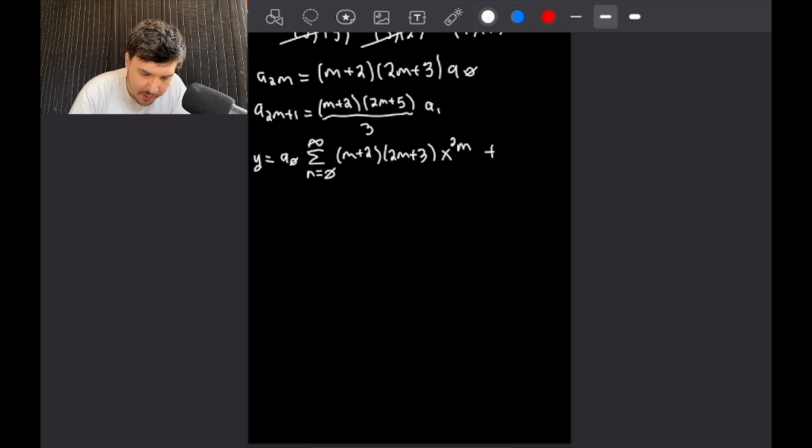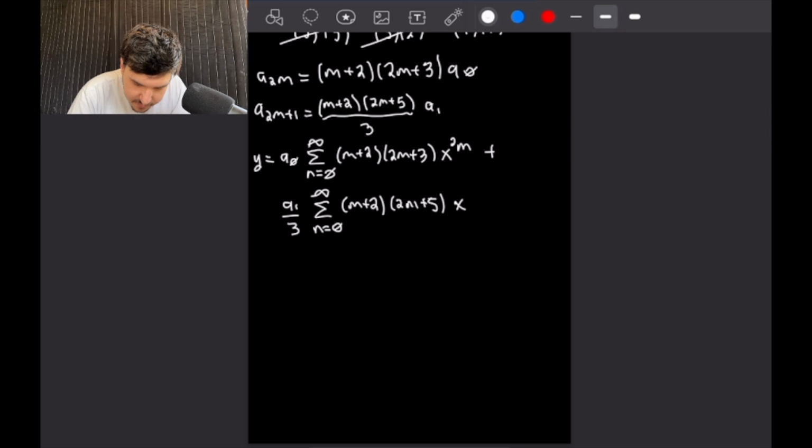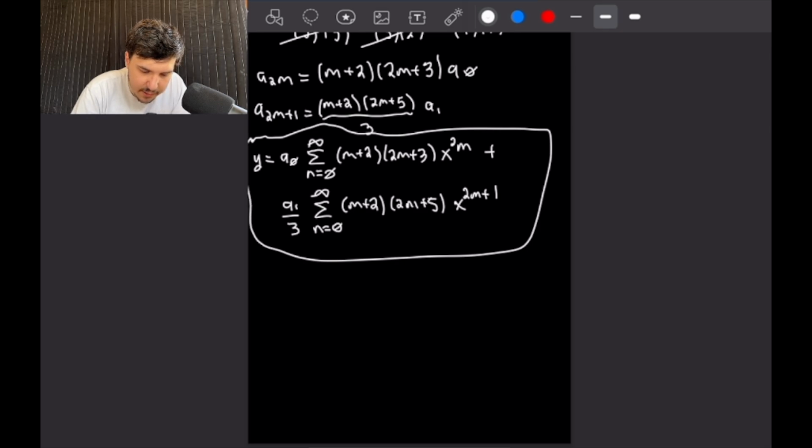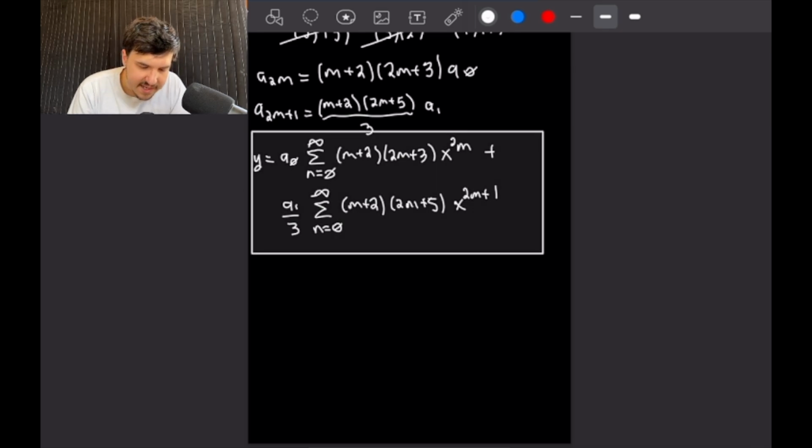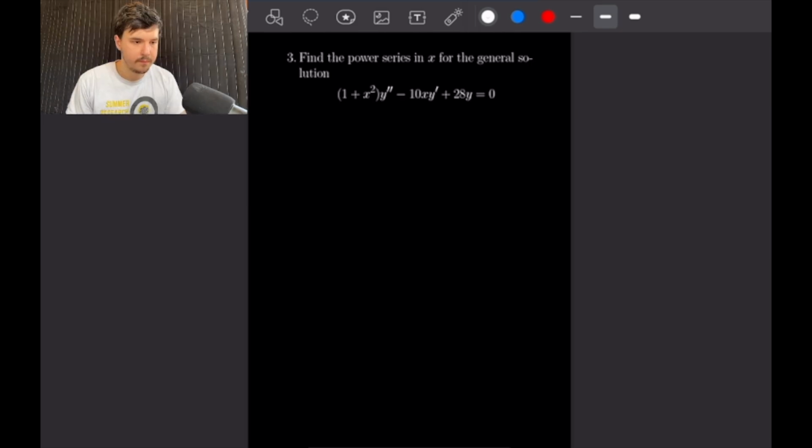That will be plus our odd coefficients, which will be given by a sub 1 over 3. We'll just go ahead and extract that constant 3 out, and we'll be left with the sum as n goes from 0 to infinity of our m plus 2 times our 2m plus 5 times x to the 2m plus 1. And this will be our final solution to this differential equation here. Great. So now let's go ahead and get into our third and final example.